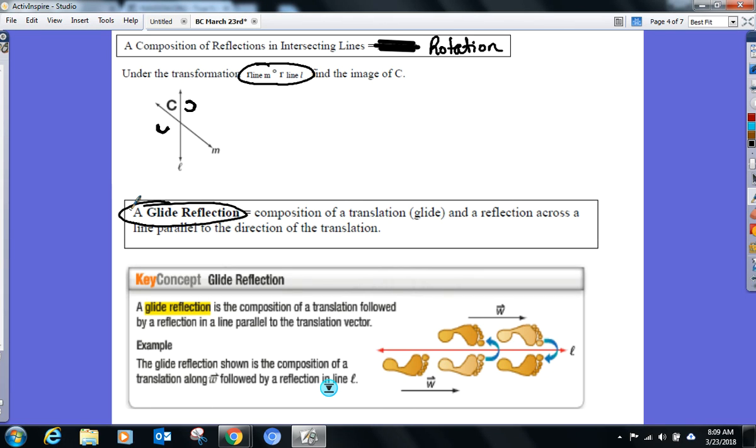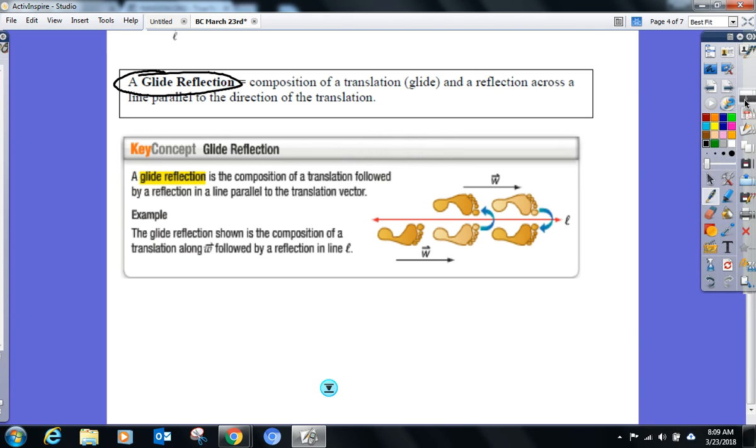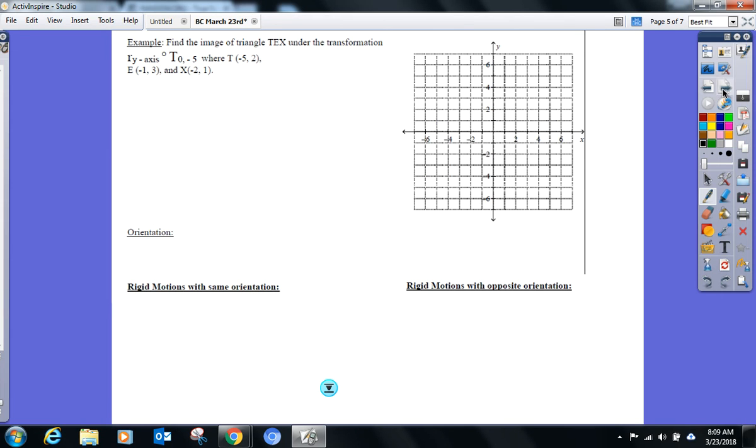All right, everyone good on glide reflection? Reflect, translate where? Parallel to the line you reflected over. That's what these feet are representing here, but I'd rather have your feet do it myself. All right. Okay, so here we go. Let's try an actual composition out by ourselves.